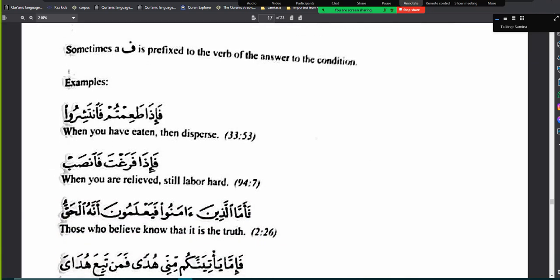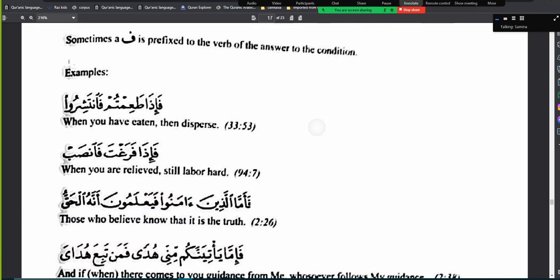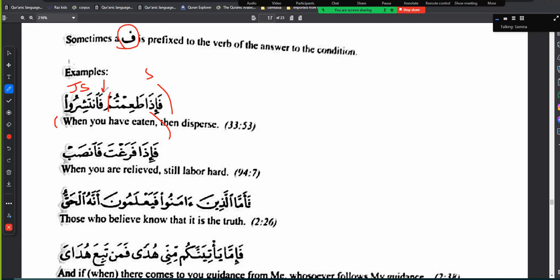Now sometimes a fa is prefixed to the verb of the answer to the condition. فَإِذَا طَعِمْتُمْ فَانْتَشِرُوا. When you have eaten, then disperse. So which is the shart and jawabu shart in this ayah? فَإِذَا طَعِمْتُمْ, this is the shart part. And which is the jawabu shart? فَانْتَشِرُوا. So this is the jawabu shart. Then disperse. Sometimes in the jawabu shart, the fa is prefixed to the word. It's just that in the jawabu shart, fa is added to it.